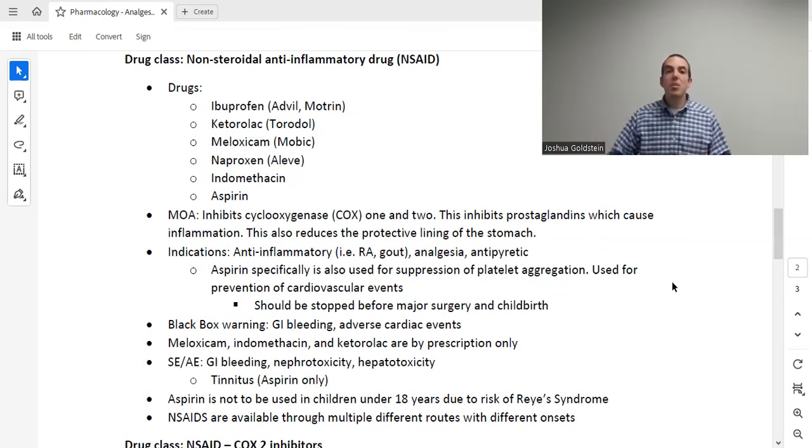Some of these drugs are over the counter. Some of them are by prescription. I wouldn't expect you to ever get tested on that, but for the heck of it, let's review it. Meloxicam, which is Mobic, indomethacin, ketorolac, which is Toradol. Those three are by prescription only. The rest on this list are available over the counter.